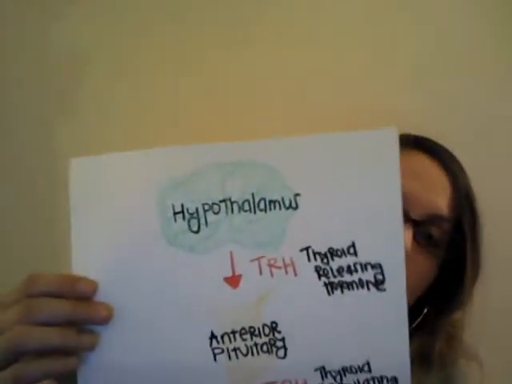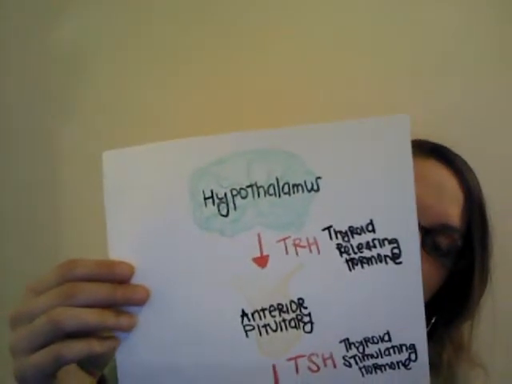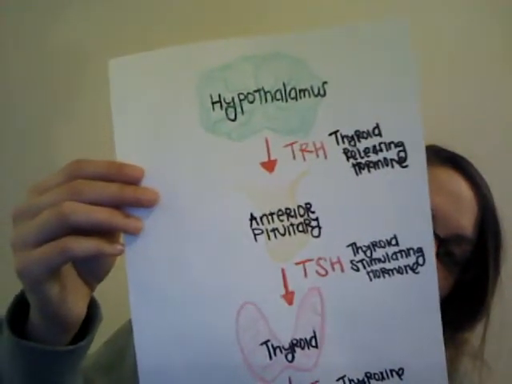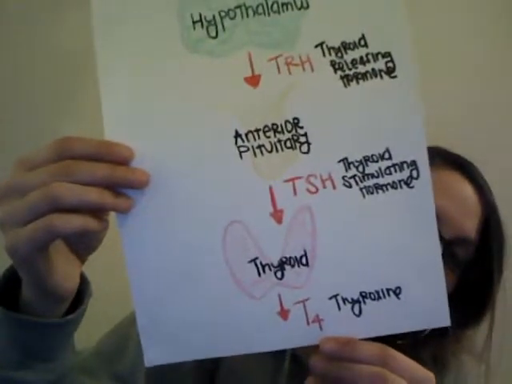the body needs. So what I did is I drew a little cascade to show how our body produces thyroxine. So first the hypothalamus is stimulated and it produces TRH, or thyroid releasing hormone. It then acts on the anterior pituitary to release TSH, or thyroid stimulating hormone, which then acts on the thyroid and it produces T4, or thyroxine. Thyroxine is a hormone that directly affects our basal metabolic rate. The more thyroxine we have, the higher our basal metabolic rate is, and vice versa.